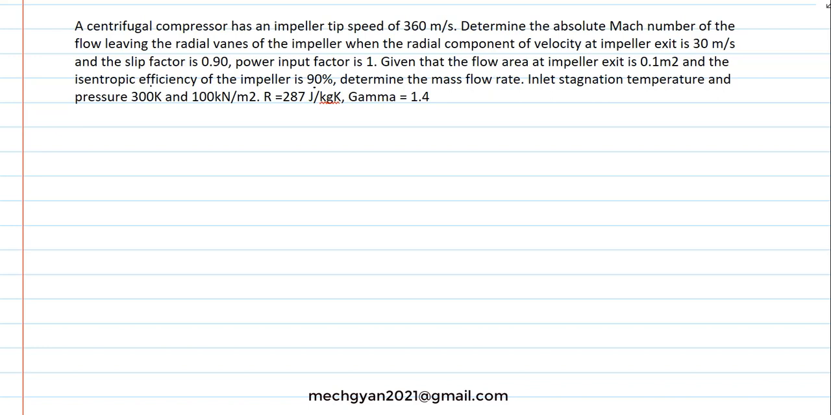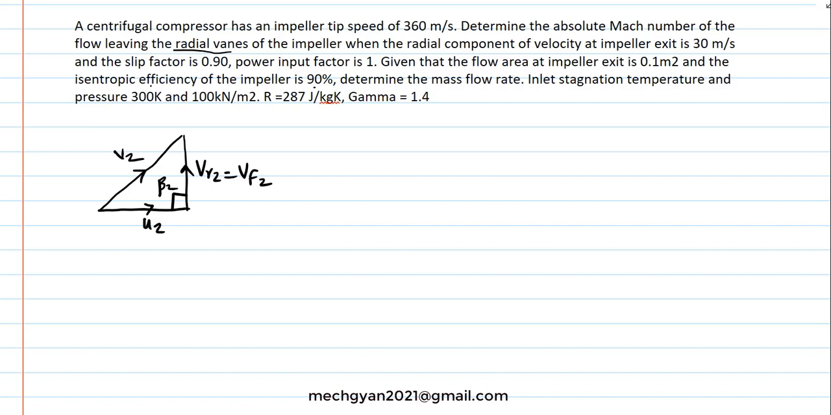So when we read this question, we know that we have to determine the absolute Mach number of the flow leaving the radial vanes. So we will draw the exit velocity triangle. The exit velocity triangle will look like this. Radial vanes, so this will be U2, this will be VR2 equal to VF2 and this will be V2 with this angle as beta 2, so beta 2 equal to 90.